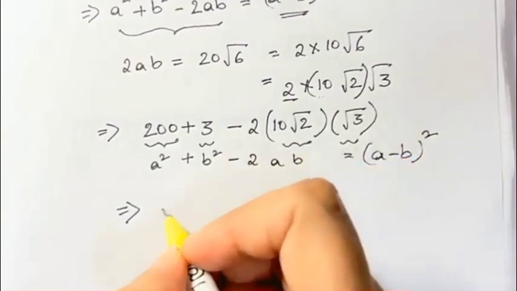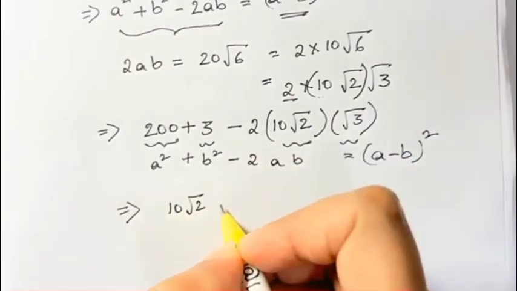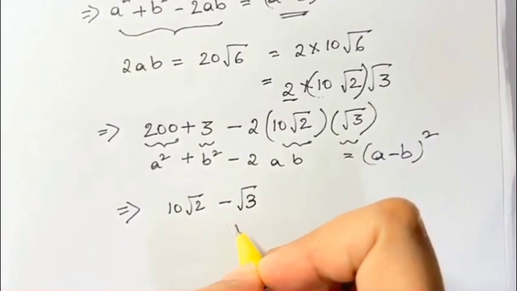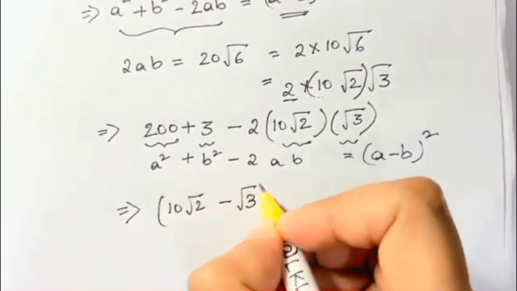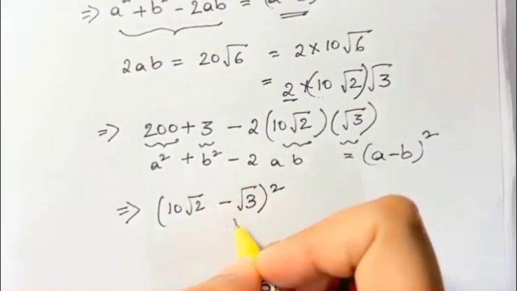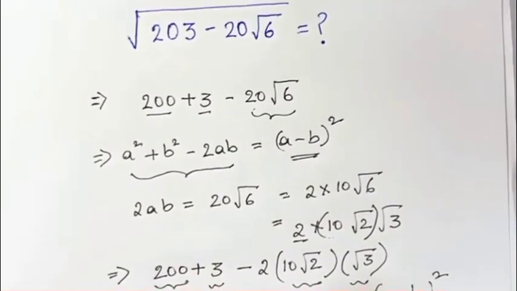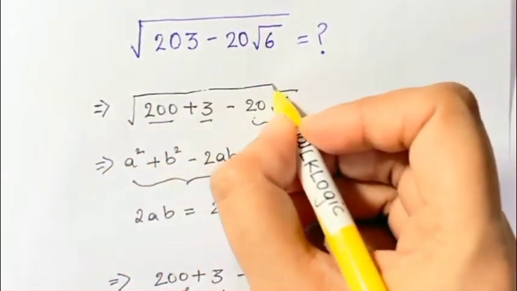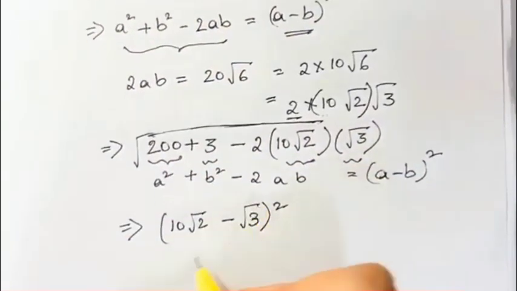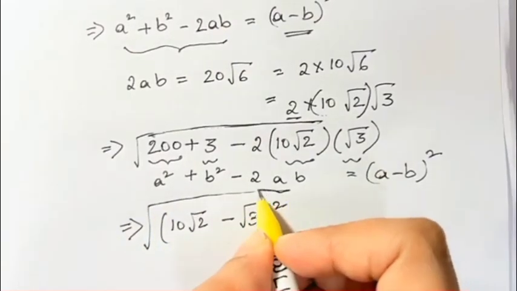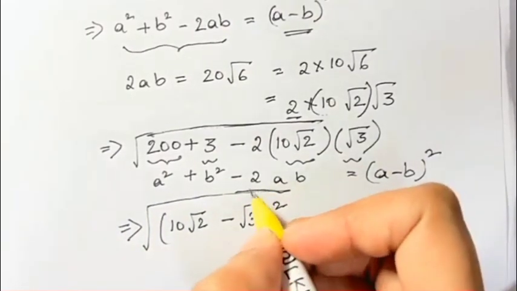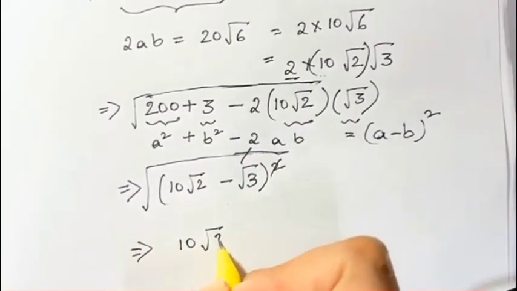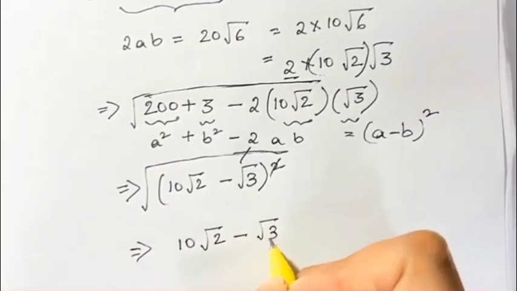So what is our a? 10 root 2 minus b, which is root 3. Now there's one more important thing. Now this is the whole square. There's one more important thing which you should keep in mind, that this whole thing is under the root. So you have a root here as well, and here as well you have a root. All these terms are under the root. So root and square get cancelled. So your final answer is 10 root 2 minus root 3, and that's your answer.